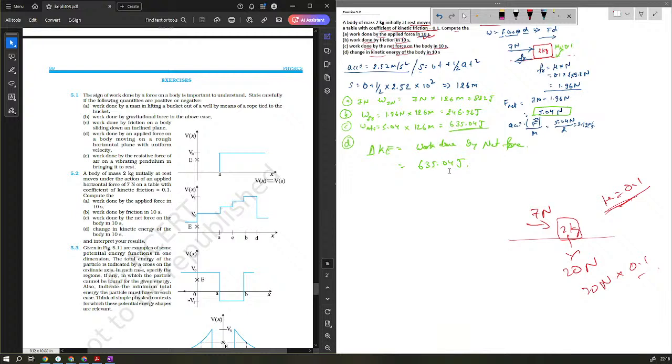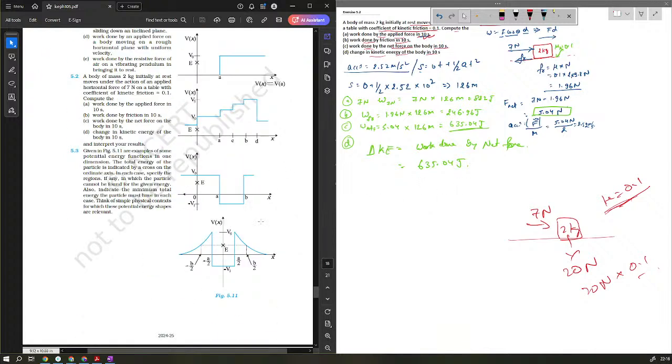Now the change in kinetic energy, from the work energy theorem, we know that the work done by all the forces is equal to the change in kinetic energy. So if we add the total work done using the appropriate sign, that gives us the change in kinetic energy, and that would be equal to 635.04 joule.